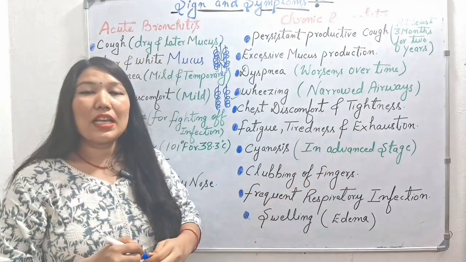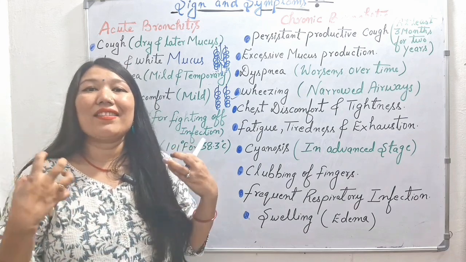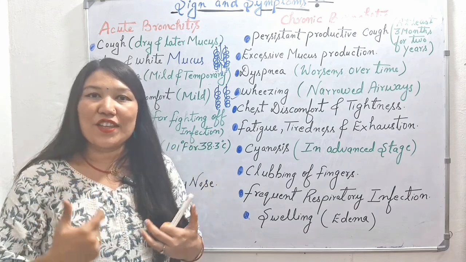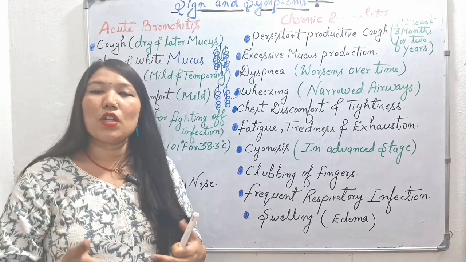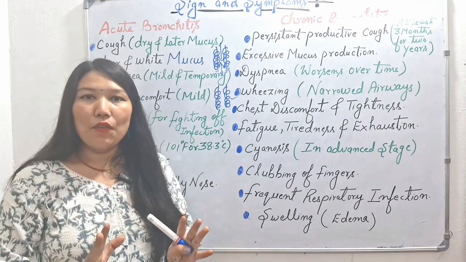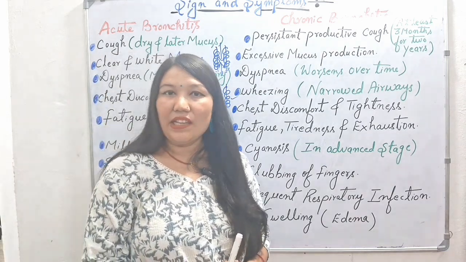Why? Because for breathing in and out, he is using all his accessory muscles like the neck muscles, chest muscles or abdomen muscles. So for breathing in and out, he is using all his body muscles. Therefore, he will feel chest discomfort, tiredness and heaviness in the chest.